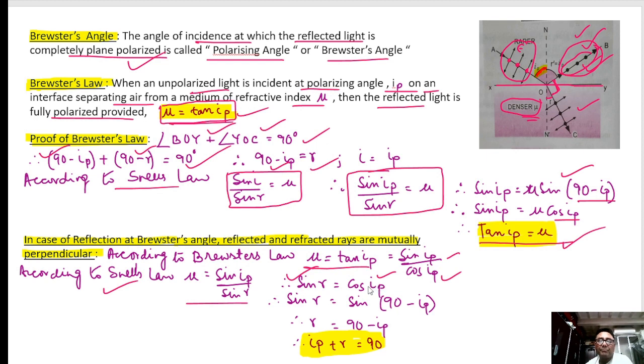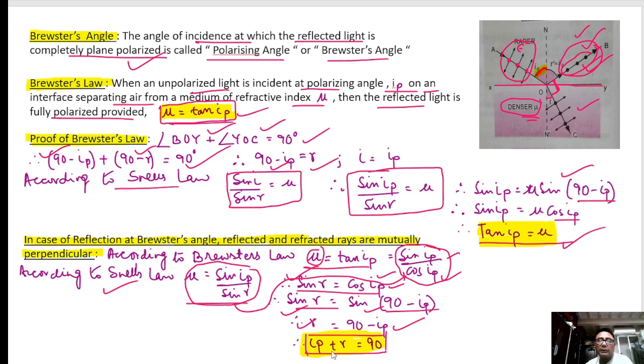So sin R equal to sin (90 minus IP). Sin R equal to cos IP, as we know that. Please watch here. Mu means sin IP by cos IP, and mu also means sin IP by sin R. So I can tell sin R means cos IP. Here sin R means cos IP. So R is 90 minus IP. So IP plus R is equal to 90 degree. This is the relation.